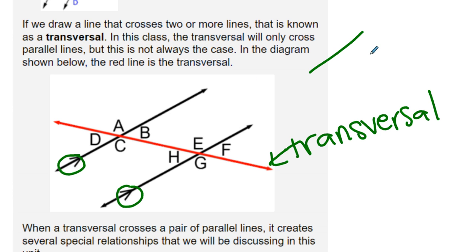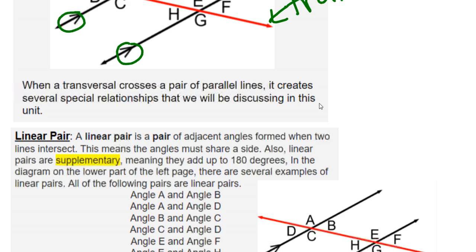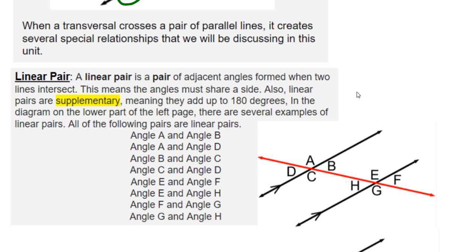A transversal literally just has to cross two lines. That purple line that I drew crossed both of those green lines, so that's technically a transversal as well. But in our class, they're always going to cross parallel lines, because that's what gives us the special relationships that we're learning about in this unit. When a transversal crosses a pair of parallel lines, it creates several special relationships that we're going to be discussing in this unit.